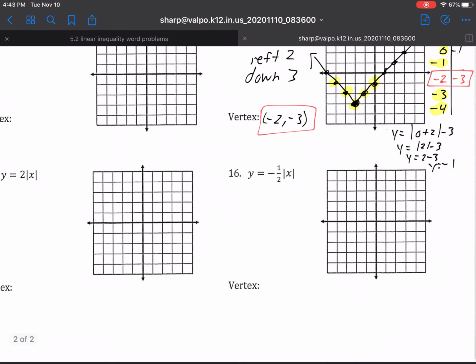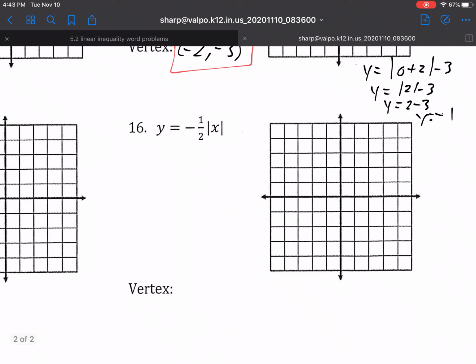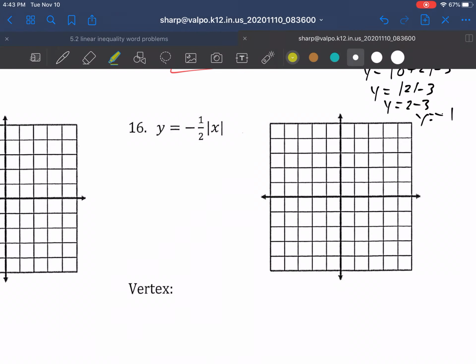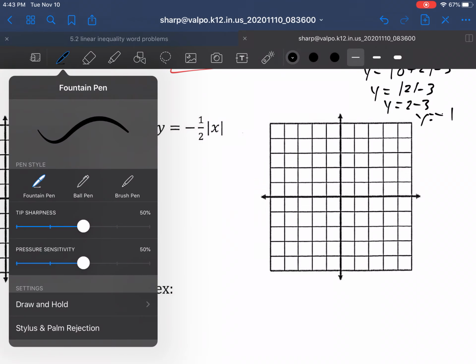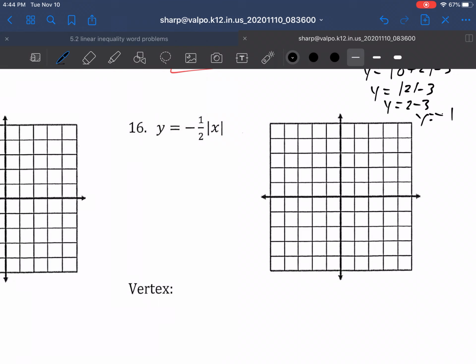16, I think, is definitely a tough one. So the first thing you guys will notice about 16 is that it does not actually move its vertex, right? Sorry, I'm just trying to get my pen here. It does not move the vertex because there's no side-to-side shift, there's no H, there's no up and down shift, there's no K. So what you'll notice is the vertex should actually stay at 0, 0, right there. What does change is this A value, your slope.